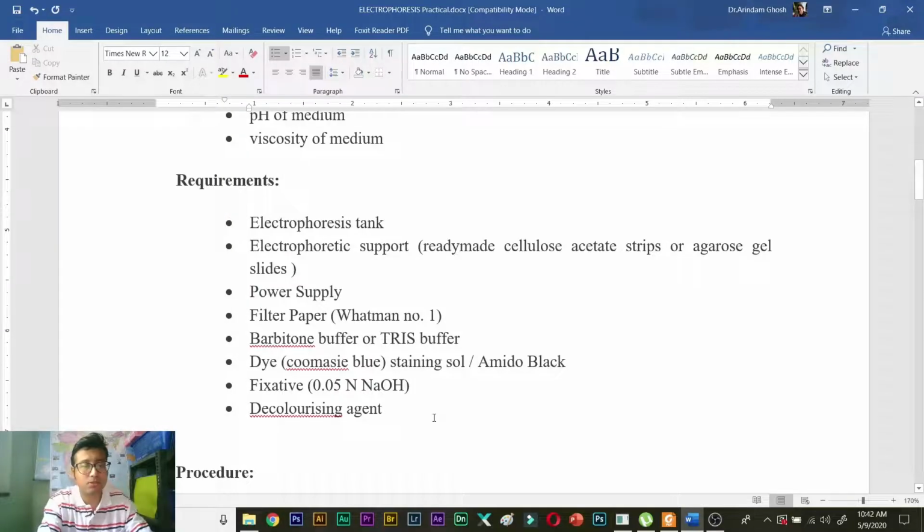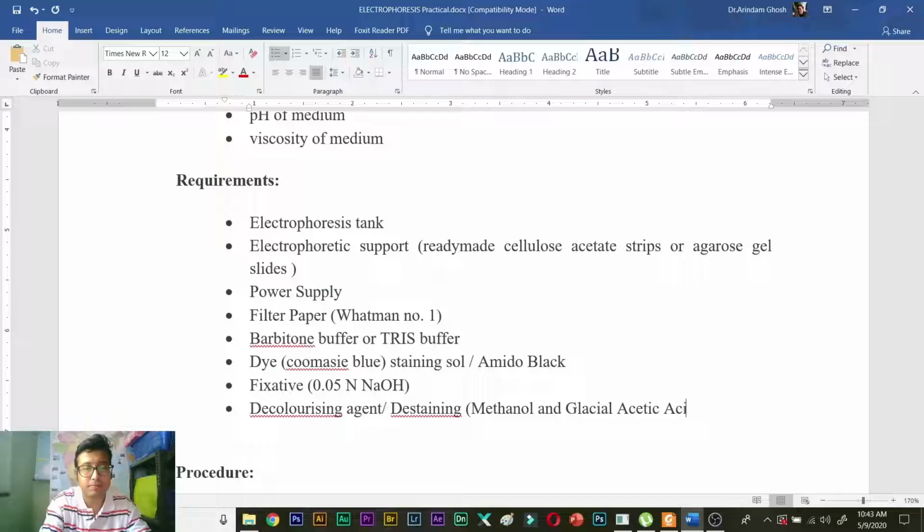It is also known as de-staining agent. It is made up of methanol and glacial acetic acid. So, these are the few requirements for an electrophoresis to run. What next? Let us see the procedure, how it happens.